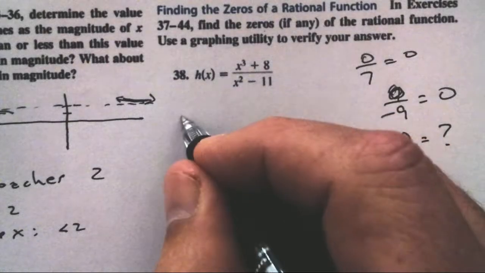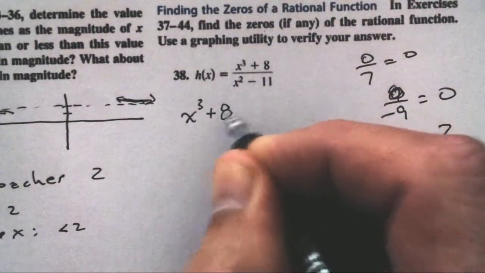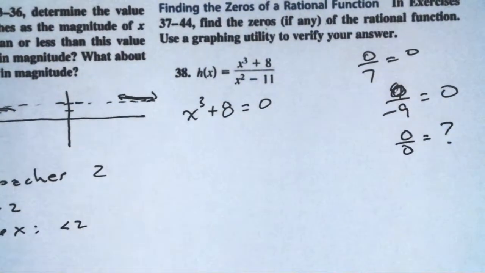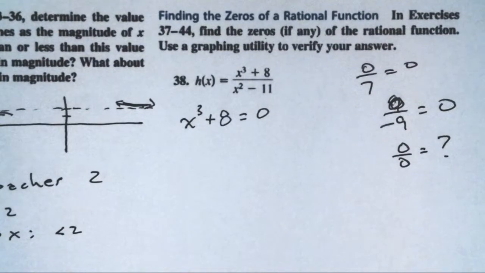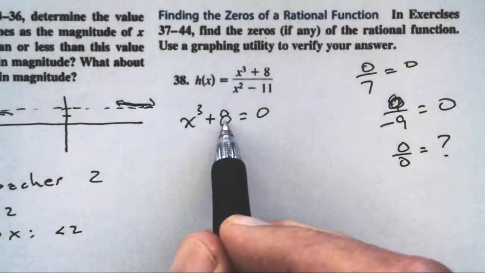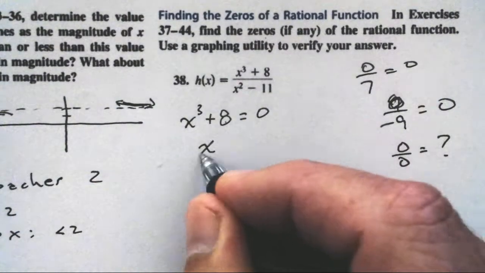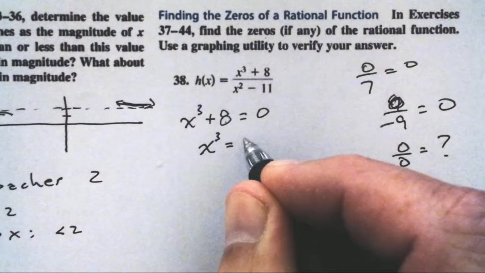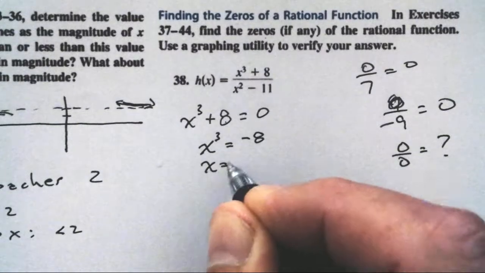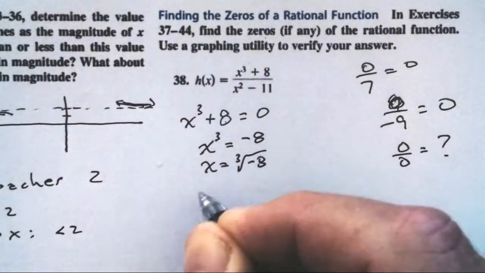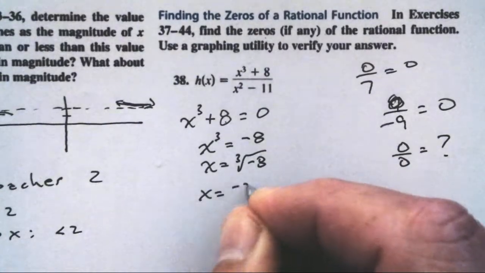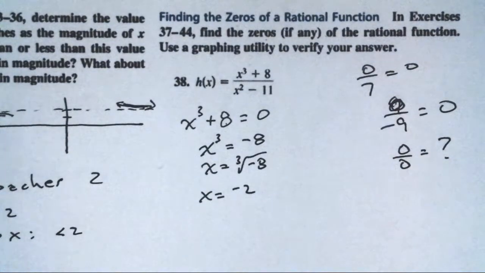So I want to know, when is x cubed plus 8 equal to 0? We had this in class the other day. That's a perfect cube plus a perfect cube. We could actually factor that, but we could also just do this. When is x cubed equal to negative 8? When x equals the cube root of negative 8, when x equals -2, the numerator is 0.